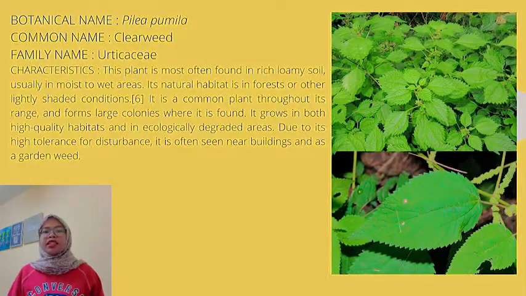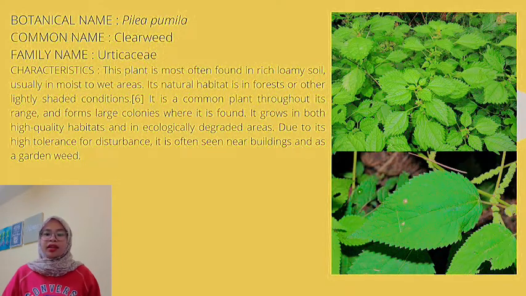The next species that I'm going to explain is called Pilea pumila, or we know it as clearweed. This plant comes from the family of Urticaceae. This plant is most often found in rich, loamy soil, usually in moist to wet areas. Its natural habitat is in forests or other lightly shaded conditions.